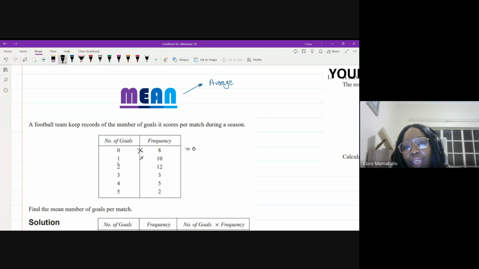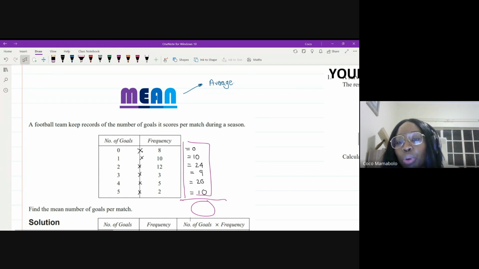1 times 10 is going to give me 10. 2 times 12 is going to give us 24. 3 times 3 will give us 9. 4 times 5 will give us 20. And 5 times 2 will give us 10. And then all we're going to do is add up all of this, and divide by the number of games that the football team played.